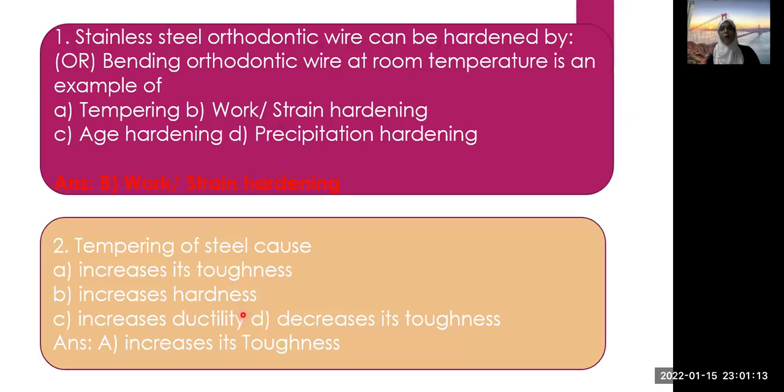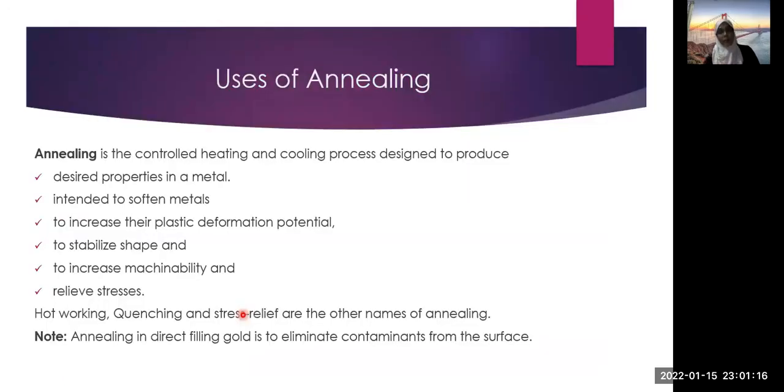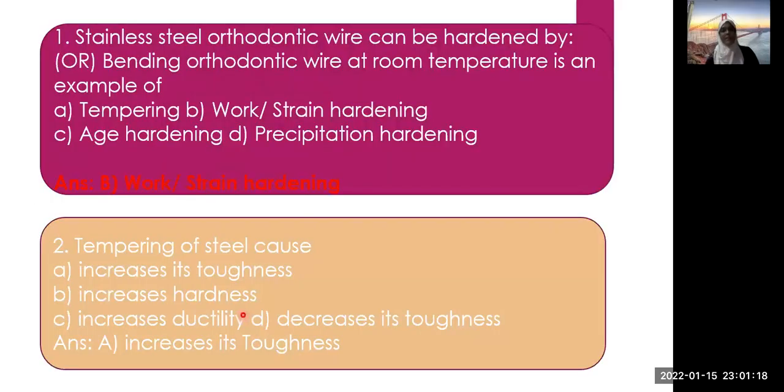Okay. So now I think you would have understood the basic concept of what annealing is. Now we will see a few questions which have been asked in previous years in relation to this annealing. The first question: stainless steel orthodontic wire can be hardened by bending the wire at room temperature. What is it an example of? Tempering, work or strain hardening, age hardening, precipitation hardening. The answer is strain hardening. You do bending and all that to strain harden the metal.